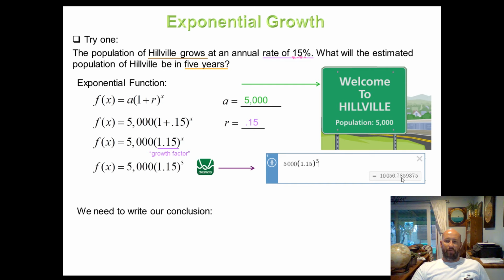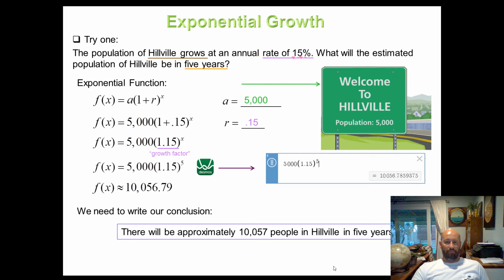Okay, we'll round right here. So it should be 0.79. And then write our conclusion. So Hillville will have a population of, round to the ones, so that's going to go up to 7, of 10,057 in 5 years. Okay, several different ways you can write a conclusion right there.